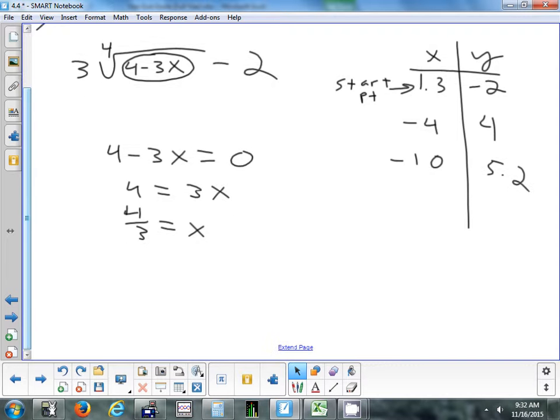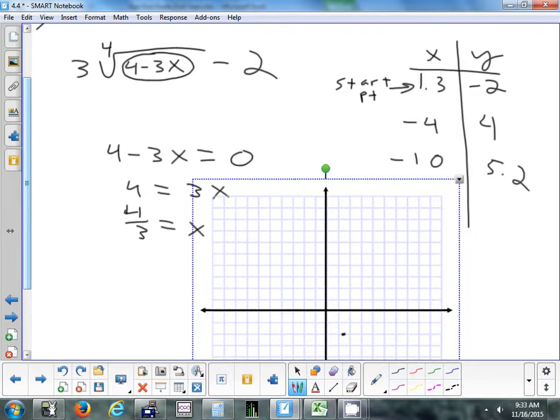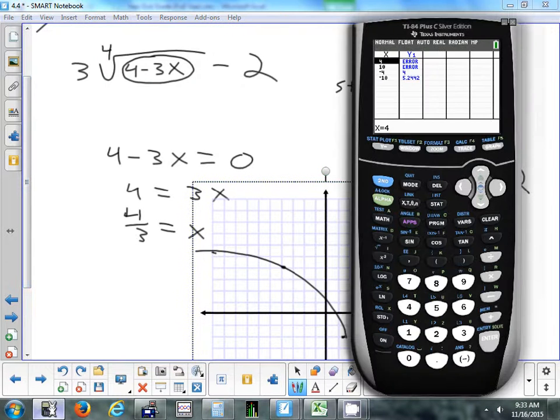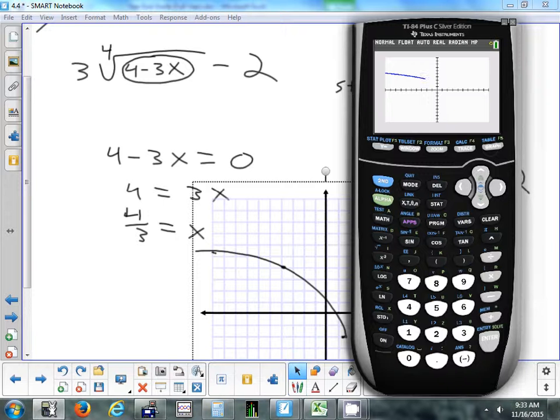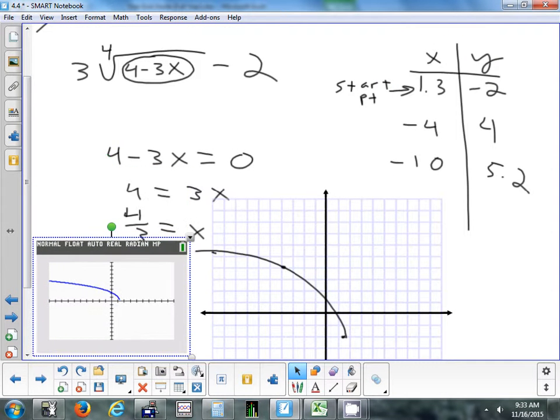Okay, let's get the graph. Right, so right 1.3 down 2. And -4, 4. And -10, 5.2. Right, so make your sketch. Okay, let's compare that to what the calculator shows us. Okay, is what the calculator drew and what I have look the same?